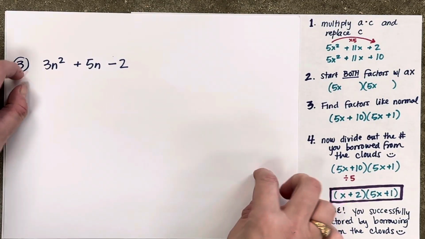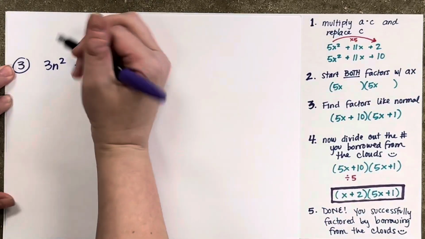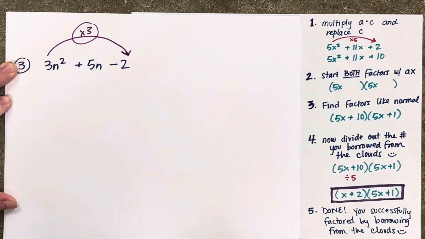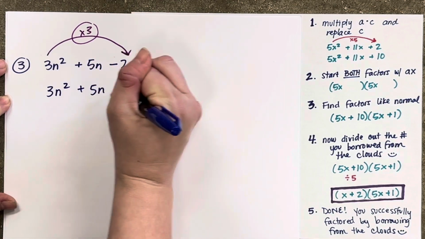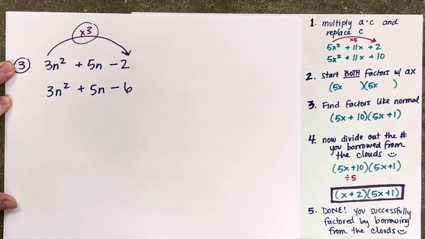All right, slightly harder because now we have a negative. All right, so we have negative c. Same process though, all right? We're gonna borrow 3 from the clouds. So I rewrite this, 3n squared plus 5n minus 3 times 2, 6.